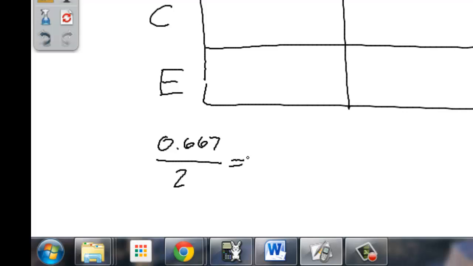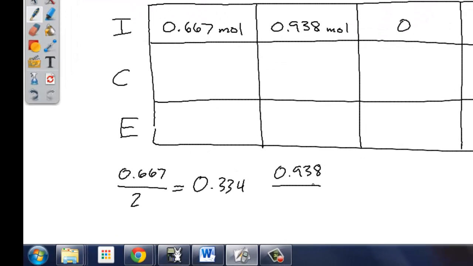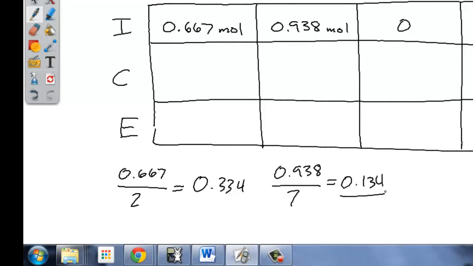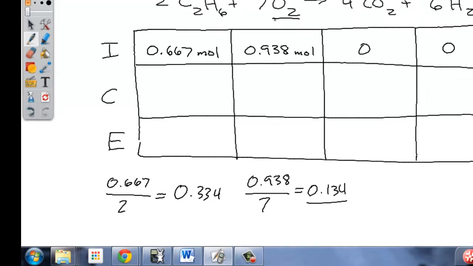And I look at the number that gives me. Then I'm going to do the same thing for the O2. Take its number of moles, divided by its coefficient, see what it gives me. What we're looking for is the number that is lower. The lower number tells us the limiting reactant. In this case, the 0.13 is the lower one, so that means that the O2 is our limiting reactant.